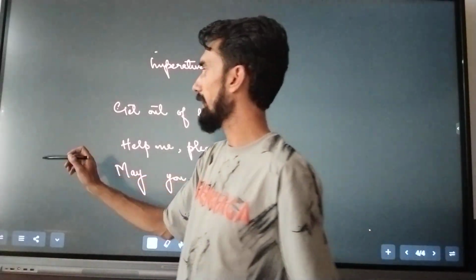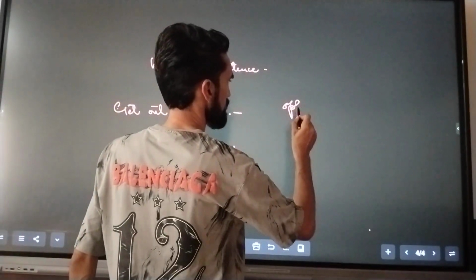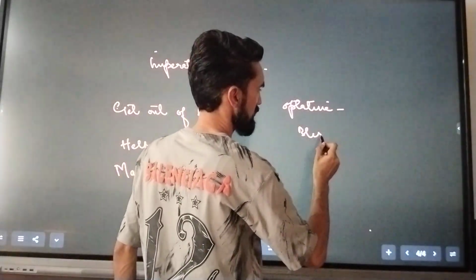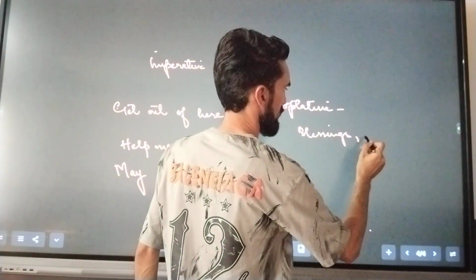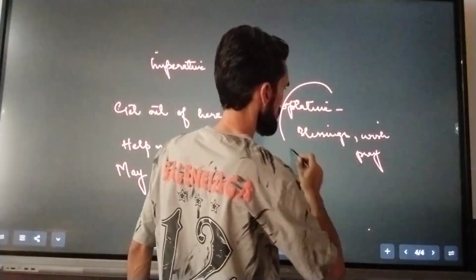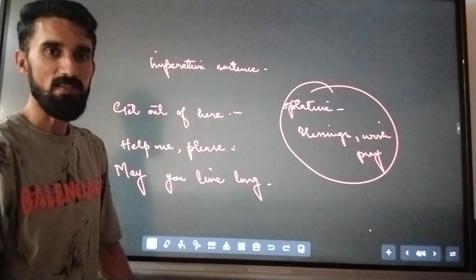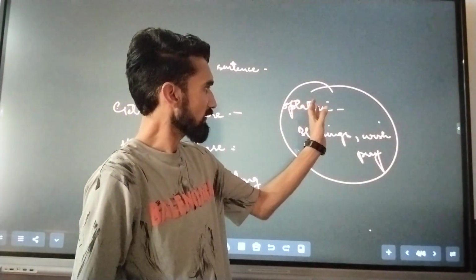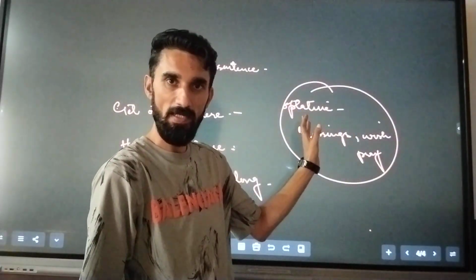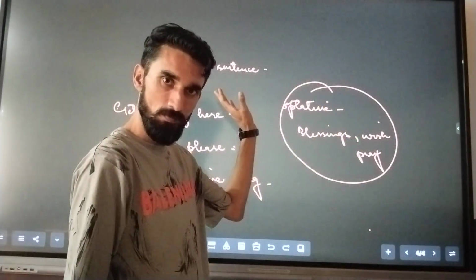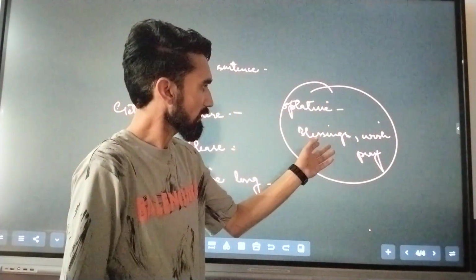So there is another kind of sentence, but that is optative. Blessings, wish, pray. So if a sentence has any of such things in it, it belongs to this category, optative. Optative is another subcategory of this only imperative sentence. Nevertheless, it belongs to the same one.